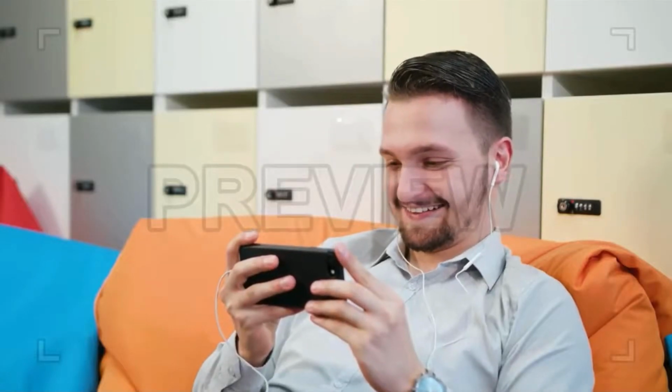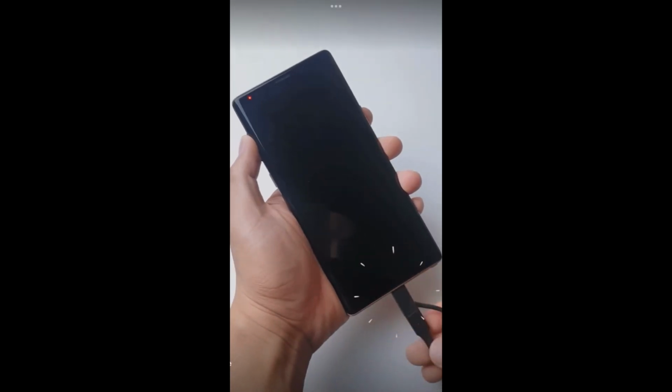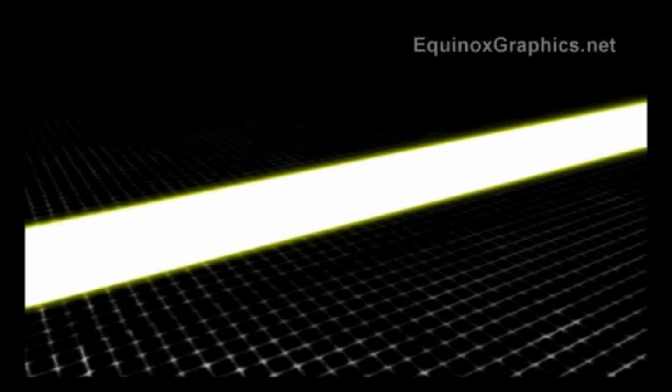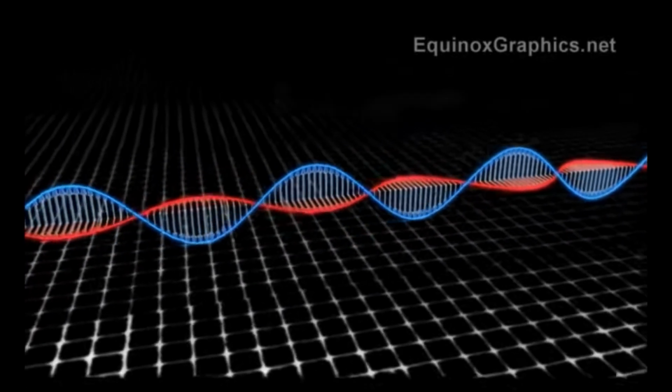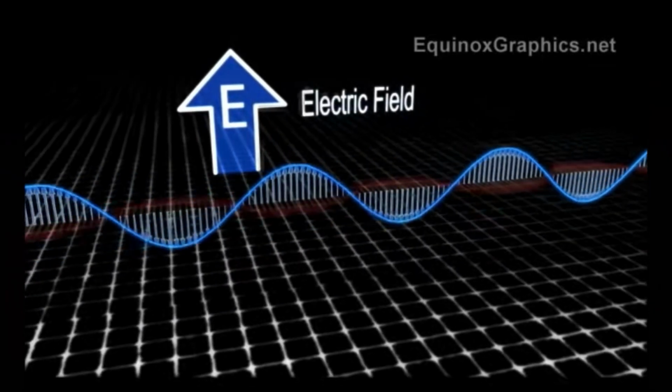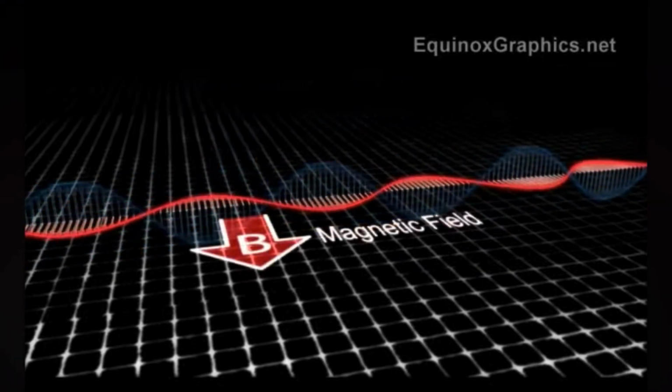Every time you stream a video, power your phone, or receive a text, invisible waves are racing through tiny highways made of metal and air. These highways are called transmission lines and waveguides. But how exactly do they work?